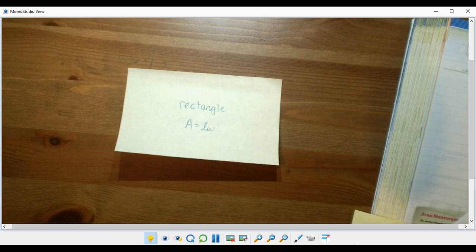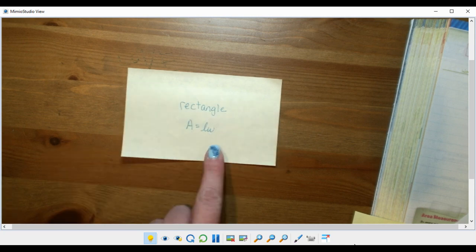So today we're going to dive into area of parallelograms. And I want to take a minute to talk about where the formula comes from so that you understand why it works, and hopefully that will help you remember it. So let's look at a rectangle.